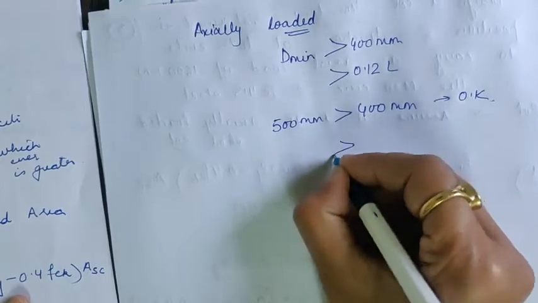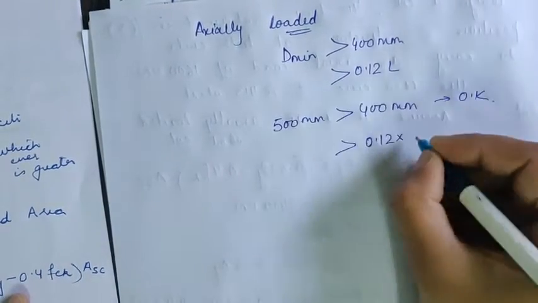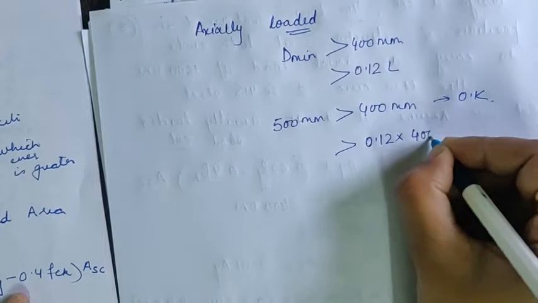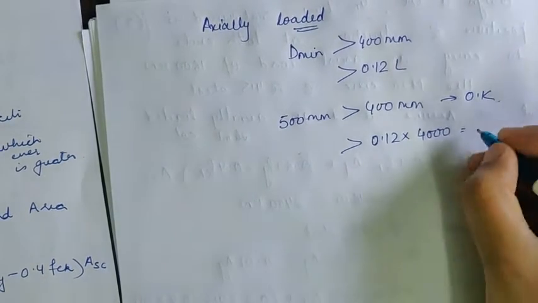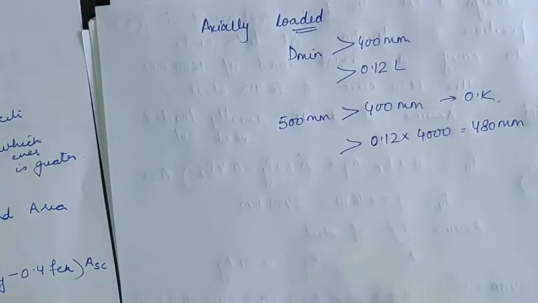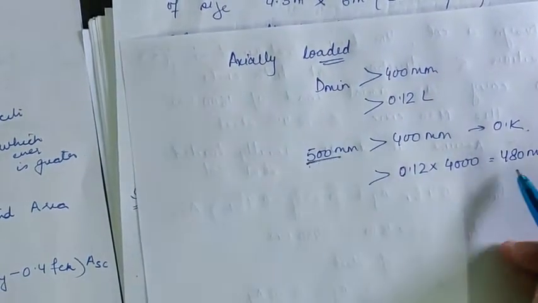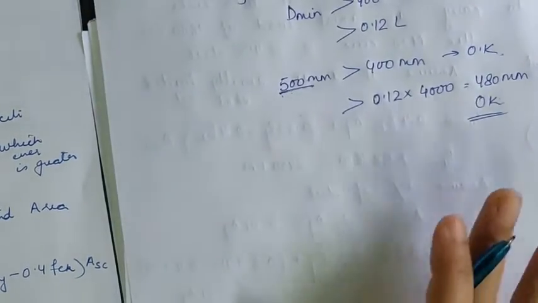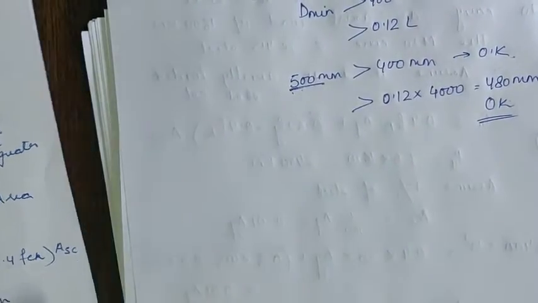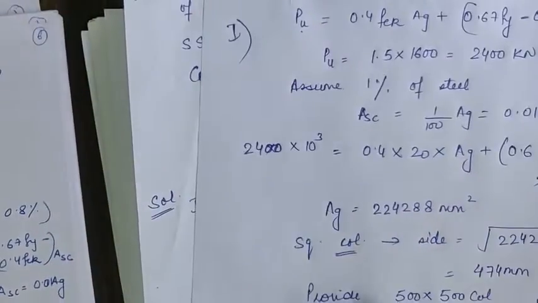Then we will make another check. 0.12 into L, where L is the unsupported length, that is 4 meters, that is 4000 millimeters. So it is 0.12 into 4000, 480. So whatever D we have provided, it is greater than 480. So it means it is okay in both the criteria. So whatever formula we used is okay. We can use this formula to design the column. So we have already decided the cross section. Now the next step is we are to find out reinforcement.